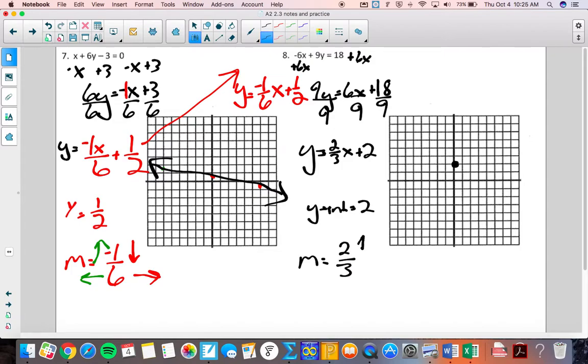So up 2, right 3, up 2, right 3, up 2, right 3. Reverse it, down 2, left 3. Down 2, left 3, down 2, left 3. And zing, your line. Beautiful.